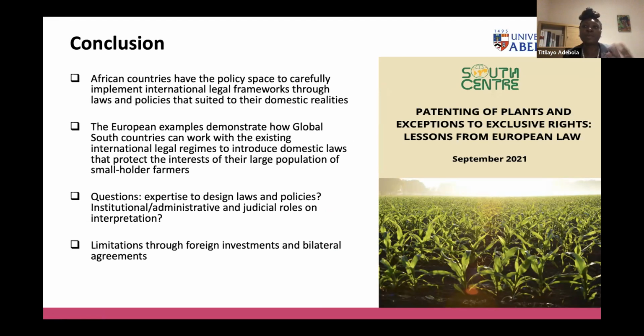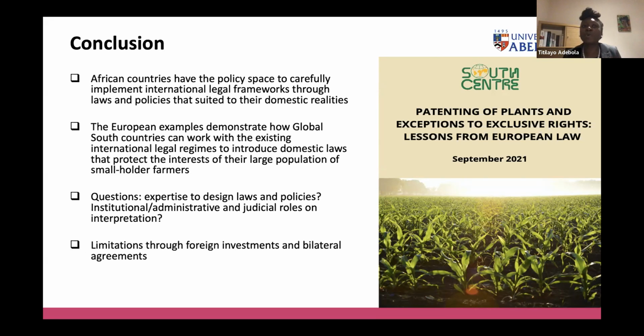So we have questions about saving, using, reusing, and selling farm-saved seeds, whether they are branded or unbranded. I think some jurisdictions that have done that have been unbranded, and those are some of the examples that the continent can learn from. So we see that European examples demonstrate how global South countries can work within the existing international legal regimes to introduce domestic laws that protect the interest of the large populations of their small-scale farmers.